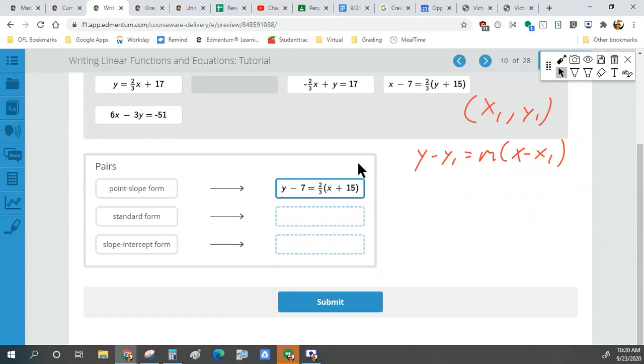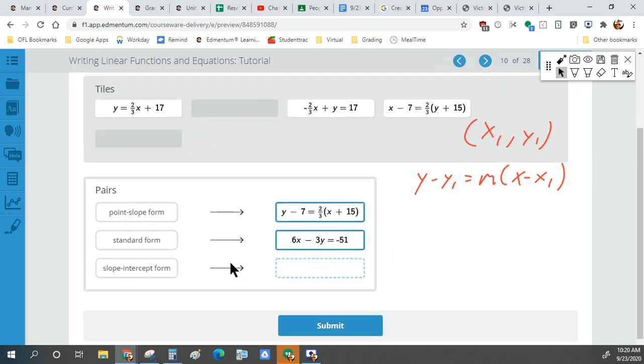Standard form, again, that's our sock and t-shirt example. So it has the x times something right here and the y times something else right here, and it's going to equal a constant, meaning it has no other value. So I'm going to move that there.